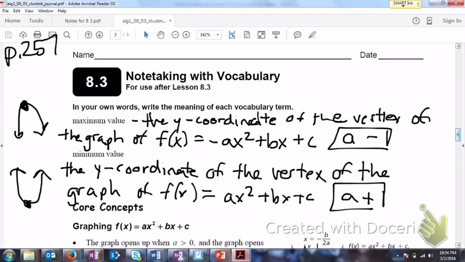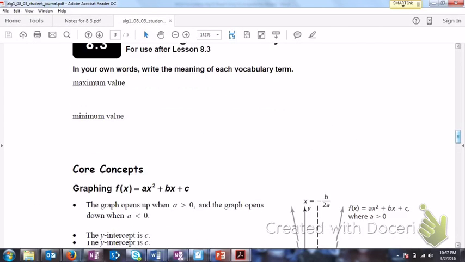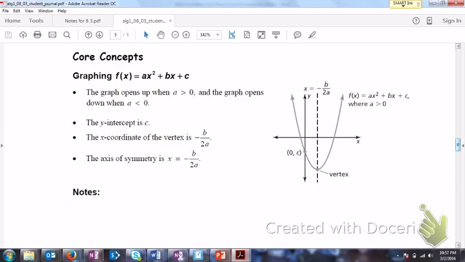Hold on to that. We'll come back to that in a little bit. If you need to pause, write those in. Otherwise, let me clear the board here, and let's move on down here looking at these core concepts.